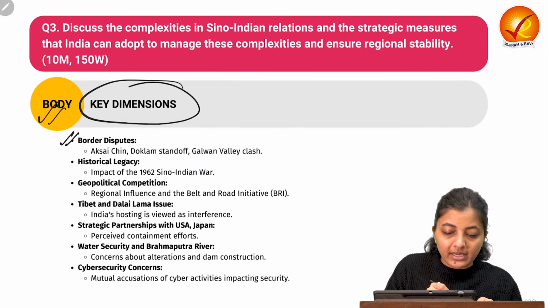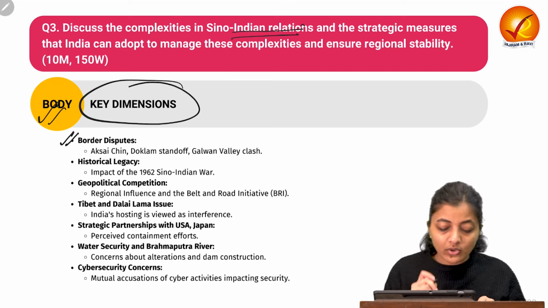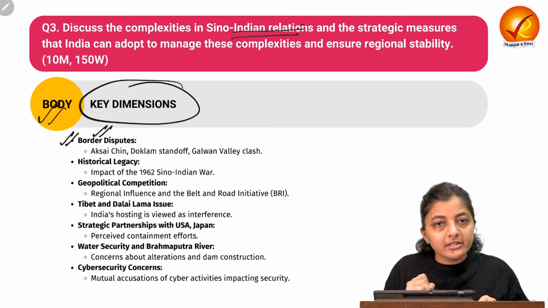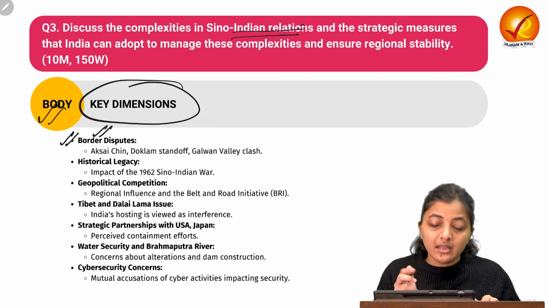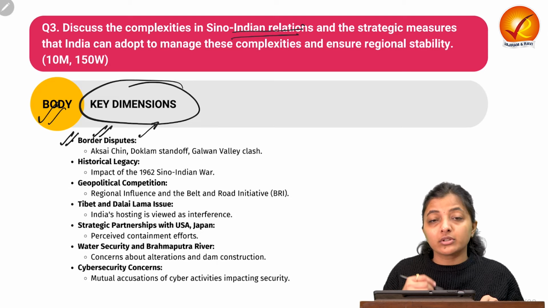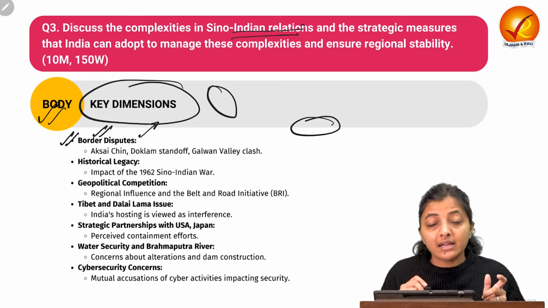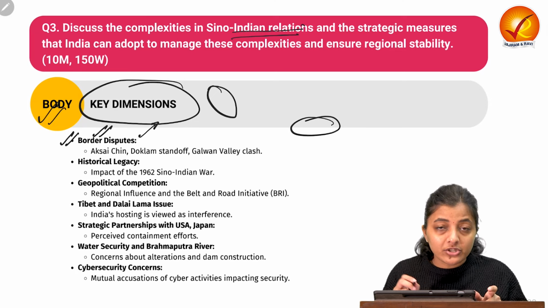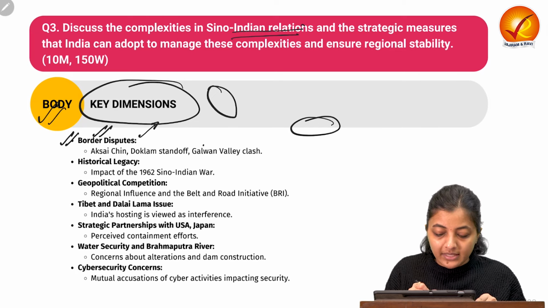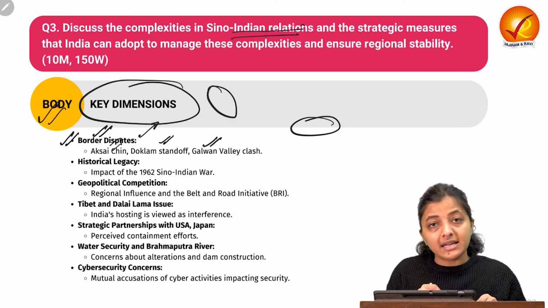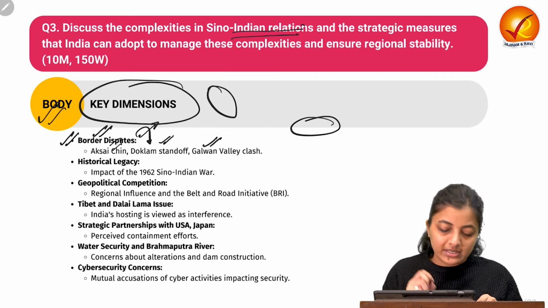So again, we have to write about the multifaceted complexities at the different fronts. At the first, we can write about the border disputes in the western and the eastern part. The middle part is somewhat settled, but there are always issues or challenges with respect to the western and eastern borders, like the Galwan standoff, and Arunachal Pradesh, where there is always an issue. Then the Galwan Valley clash, Doklam clash, Aksai Chin, there are issues in those. So you can write about the dispute on all these fronts as well.